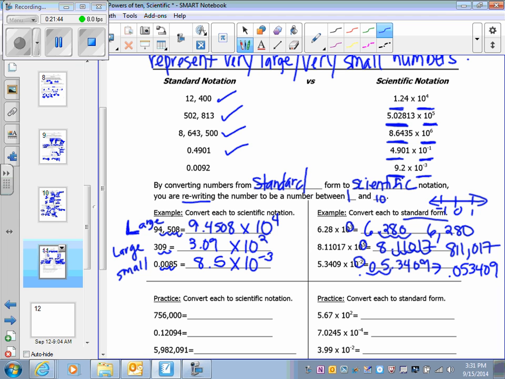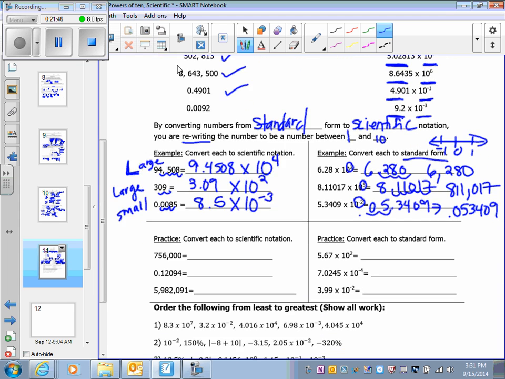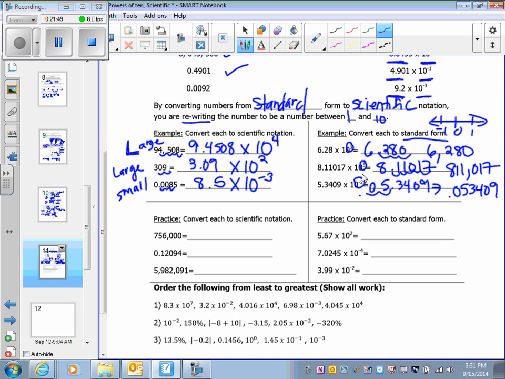It does not mean to add that many zeros. Okay? So right now, what you can do is practice converting each of these to scientific, and practice converting each of these to standard. You can pause the video so that you can try that on your own, and then you can come back and check. Okay, so you should have tried these on your own.